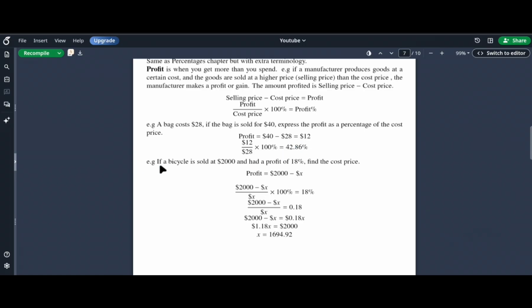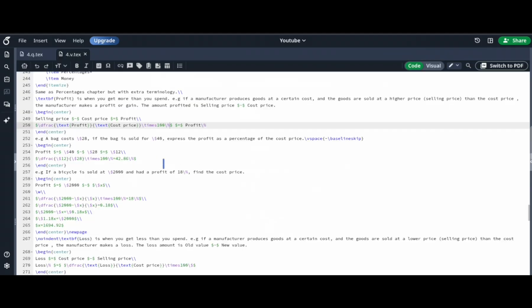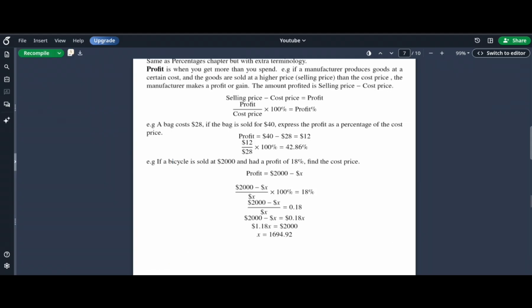Basically, that's what this is. Example, another one. If a bicycle is sold at $2,000 and has a profit of 18%, find the cost price. So remember, he has a profit of 18%. What is the profit? It is selling price minus cost price. Okay, he sold it at 2000, that's his selling price, and the cost price is x. We do not know how much he spent on it, so let's call it x. The original price is this, the cost price.